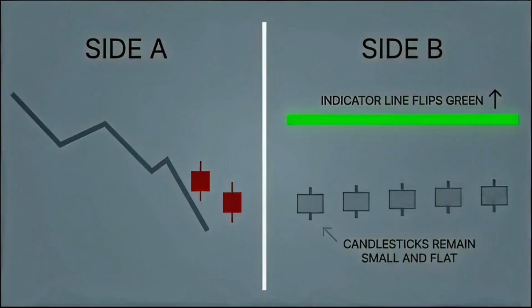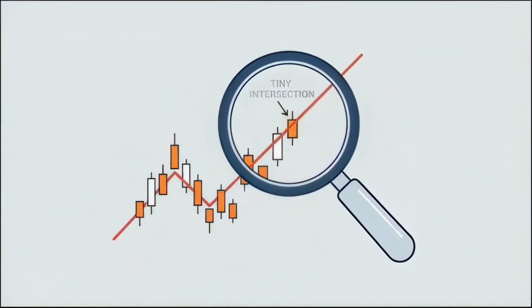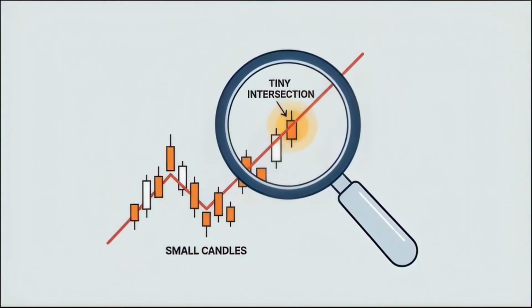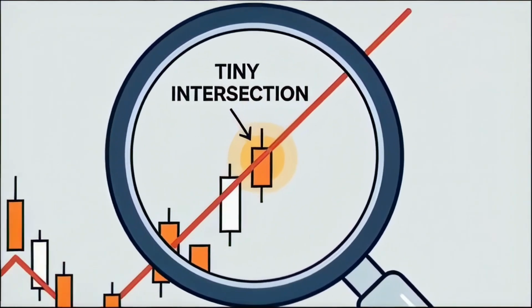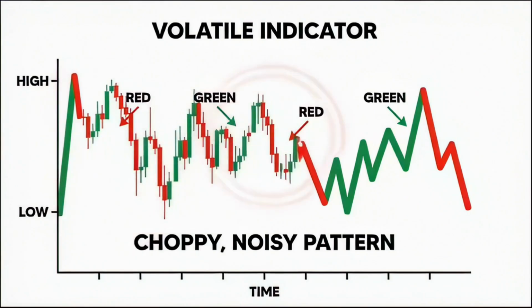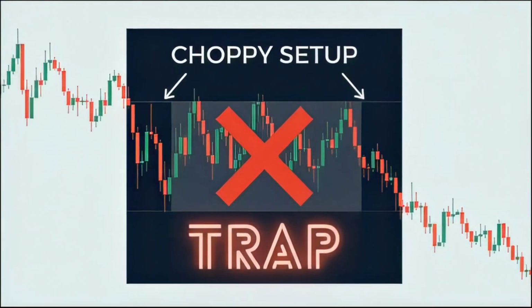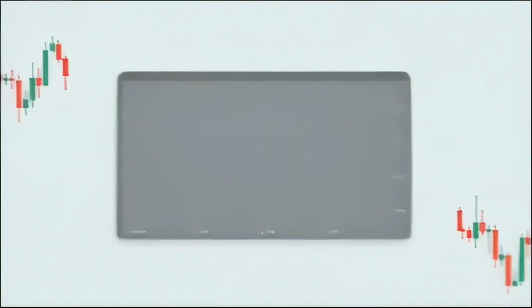A flip that happens while everything is still small, tight, and quiet is a different animal entirely. The line crossed price on a technicality, a minor wiggle inside a market that has not actually woken up yet. Those flips reverse constantly, because there was never any real force behind them to begin with. That is the whipsaw, and it is almost always born from a flip inside a quiet, unremarkable stretch of candles.